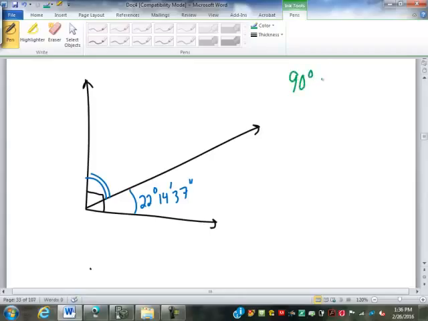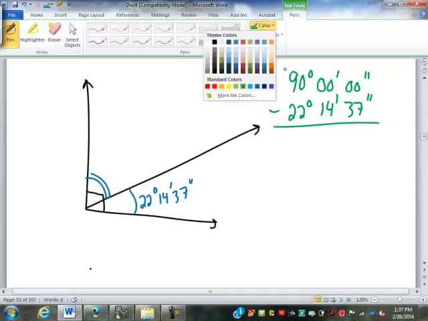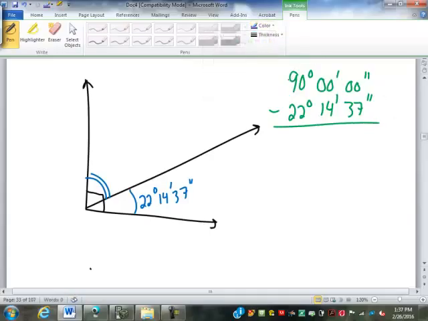How am I going to find it? 90 degrees, 0 minutes and 0 seconds, minus 22 degrees, 14 minutes, and 37 seconds. Now here's where you were talking before, Kyle, where you actually have to go up to the 90 and borrow. That's going to be 89. This is now going to be 60. We're going to borrow from that. This will be 59, and this will now be 60.